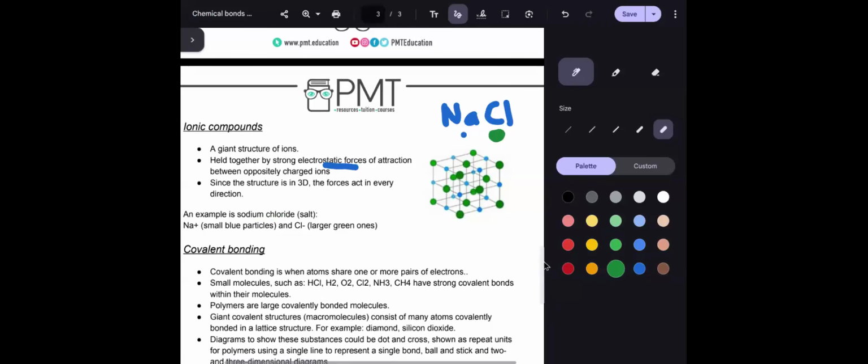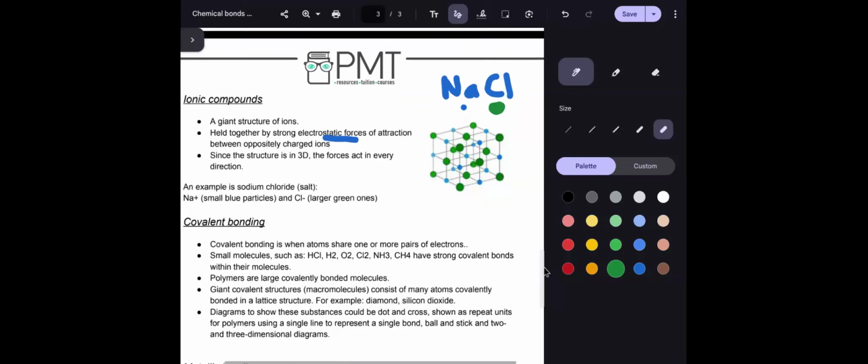Okay, so if they ask you about the bonding between ionic compounds, they have strong electrostatic forces, and that is why they have a high melting point, because it requires a lot of heat in order to break those strong forces between these compounds. And those forces act in all directions. So imagine how strong those forces must be.